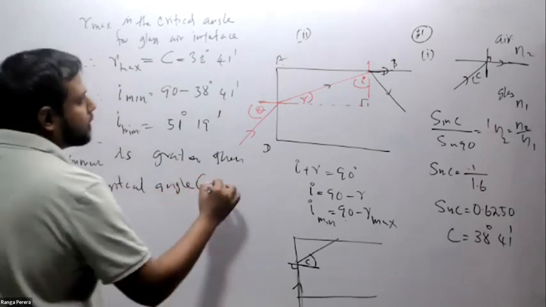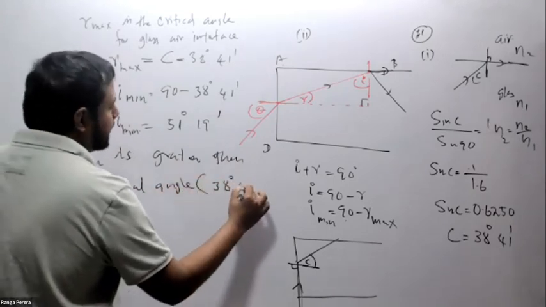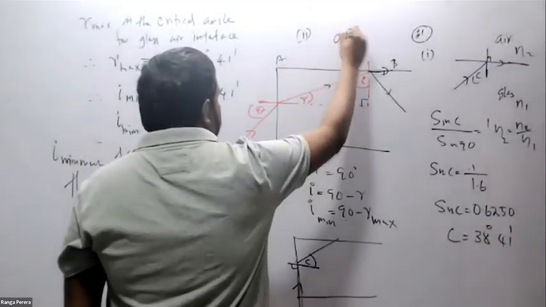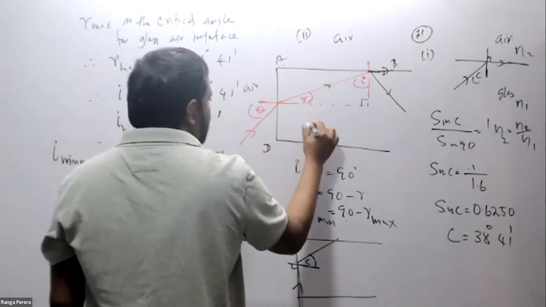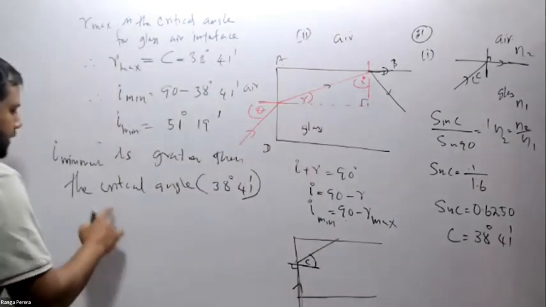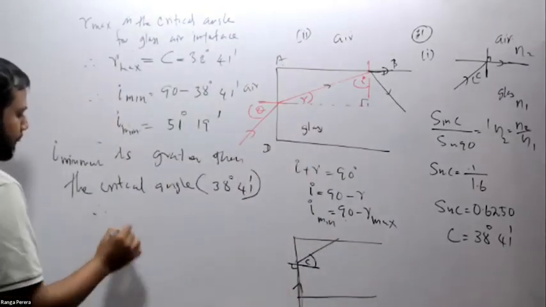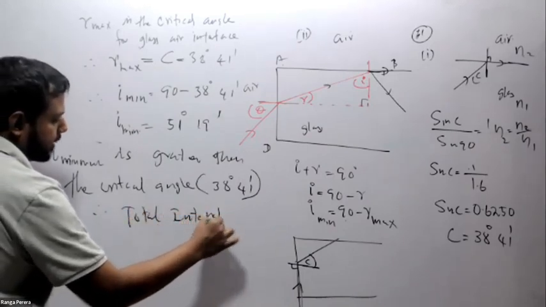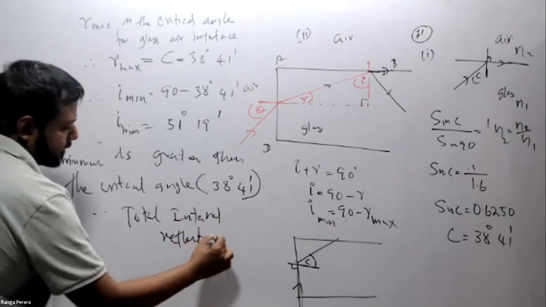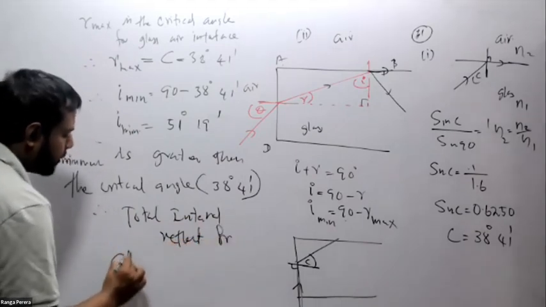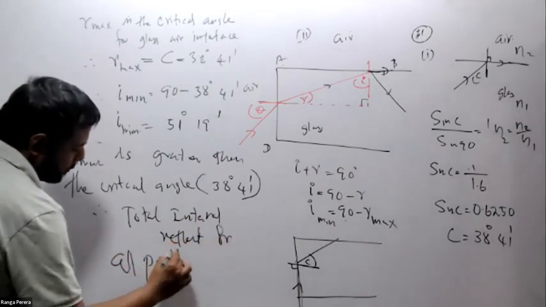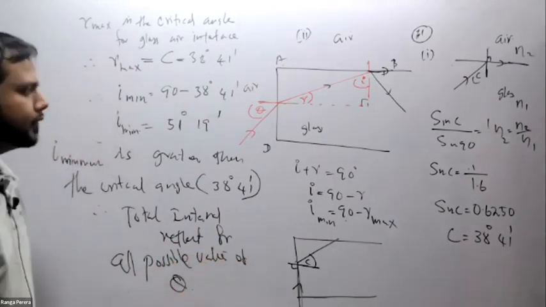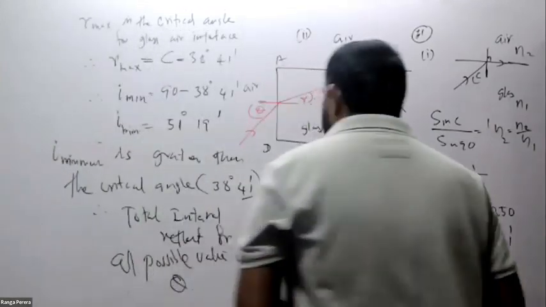What's the value of the critical angle? 38 and 41 minutes, for this is air, this is air, and this is glass. Critical angle. Therefore, total internal reflection for all possible values of theta. Understood? For all possible values of theta.